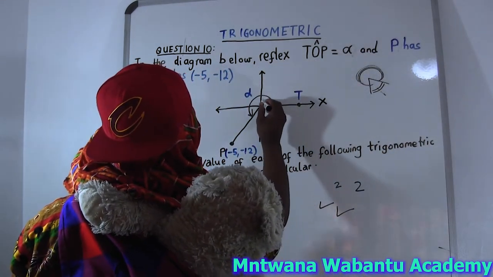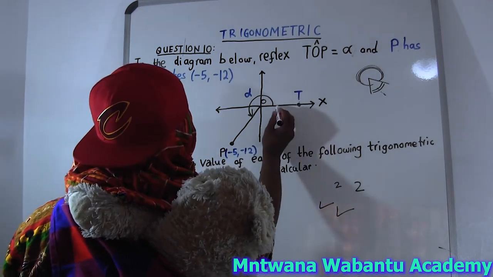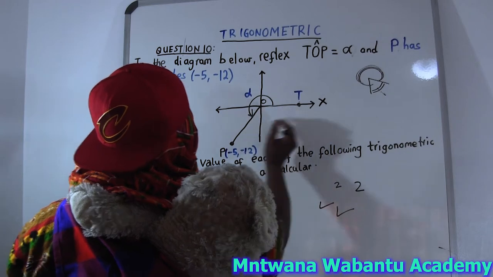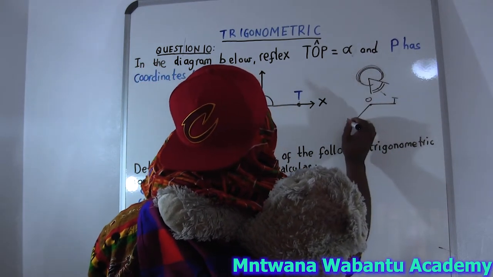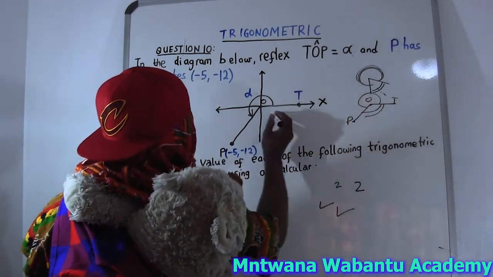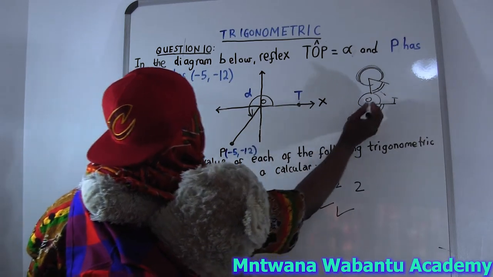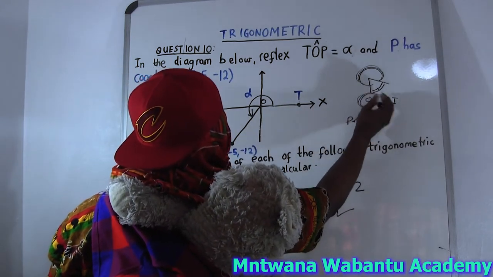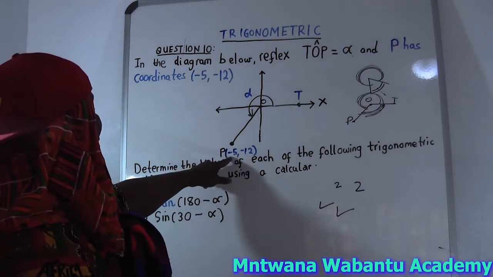T, O is the origin, and this is P. TOP means this angle here, and its reflex is this one, which is this part here. So this is the angle, and the reflex is here. Now, what do they want? They give here equal to -5 and -2.